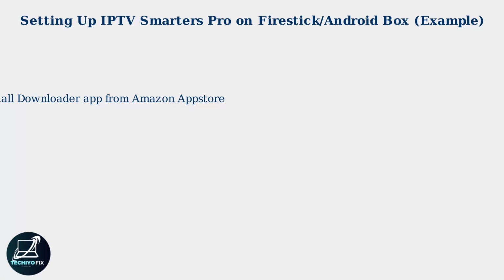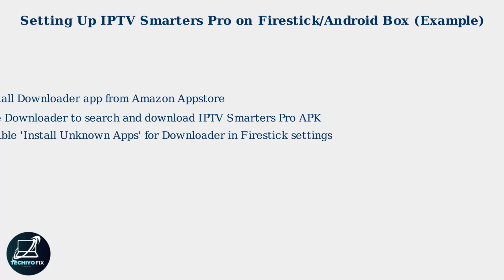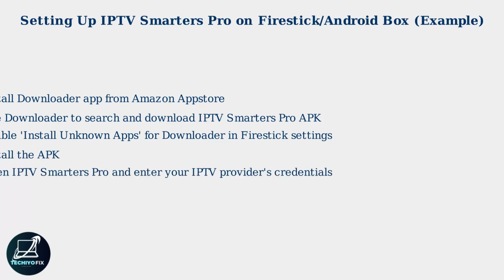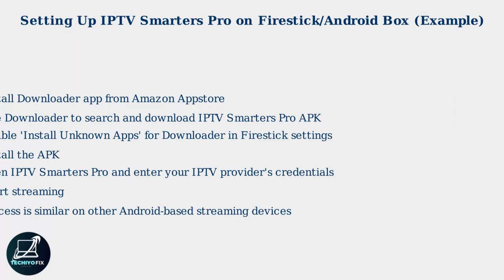First, install the Downloader app from the Amazon App Store. Use Downloader to search for and download the IPTV Smarters Pro APK. Enable Install Unknown Apps for Downloader in your Fire Stick settings. Then install the APK and open IPTV Smarters Pro. Enter your IPTV provider's credentials, usually a username, password, and server URL. Start streaming. The process is similar on other Android-based streaming devices.